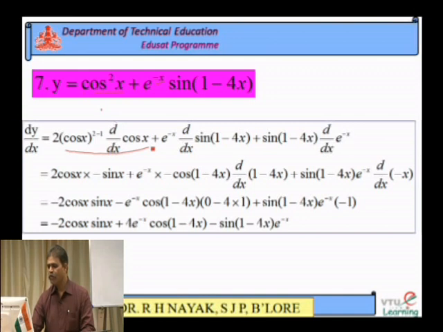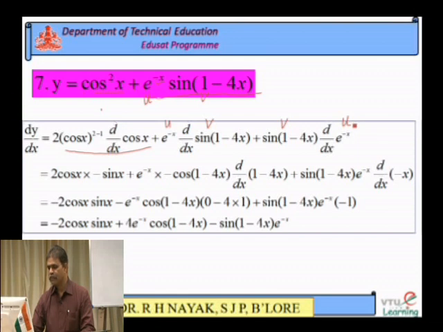Next, how to differentiate the other term, that is e power minus x into sin of 1 minus 4x. You have to take it as product rule, u into v. So, u is e power minus x and v is sin of 1 minus 4x. Keep u into d by dx of v plus v into d by dx of u. So, in place of u we have to write e power minus x, in place of v we have to write sin of 1 minus 4x.